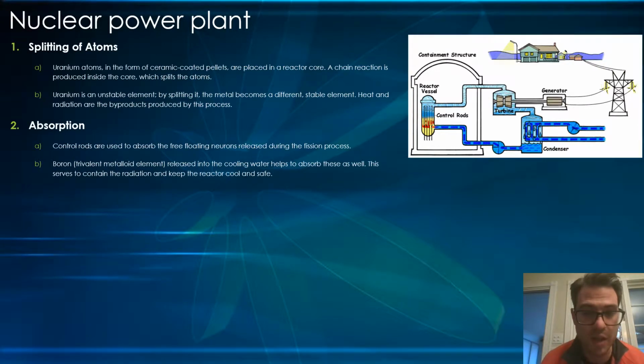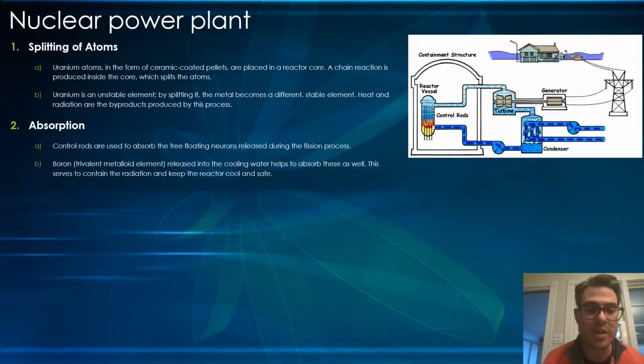Absorption is one of the key parts that we'll focus on, and there are a couple of component parts inside the reaction that we want to look at. One of them is the control rod. Control rods are used to absorb the free-floating neutrons that are released during the fission process. If you think about that previous animation, particles were flying all over the place and bombarding one another. We need some way to absorb those floating neutrons as part of this process, and that is done by the control rods.